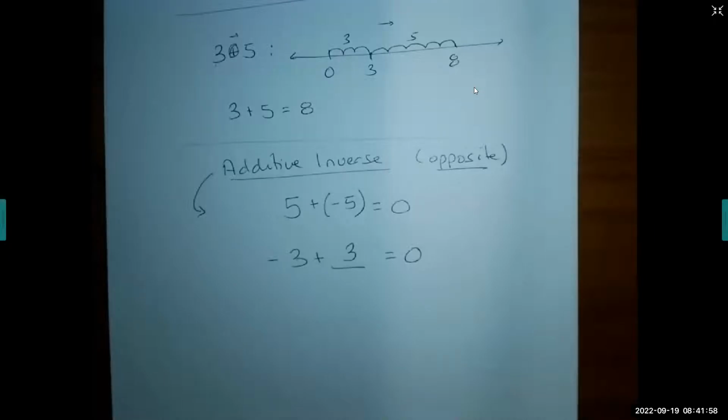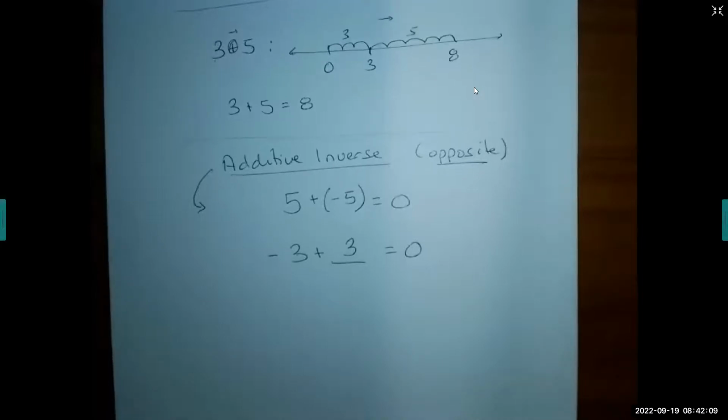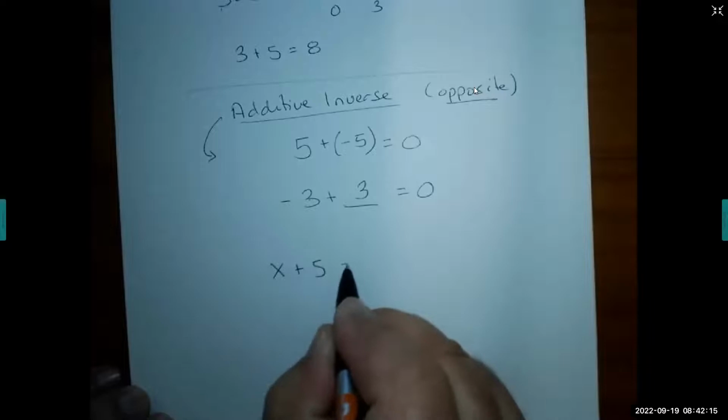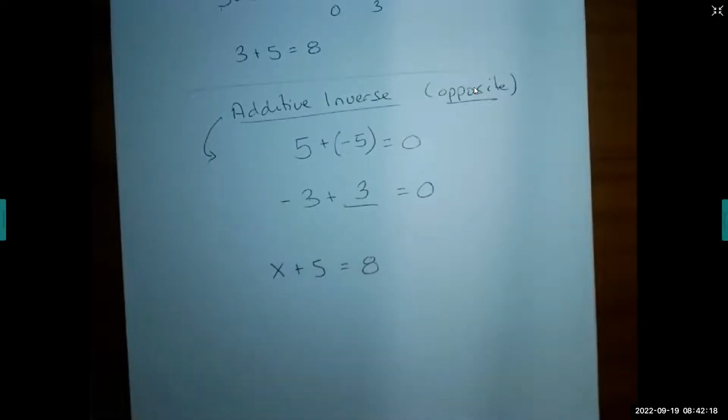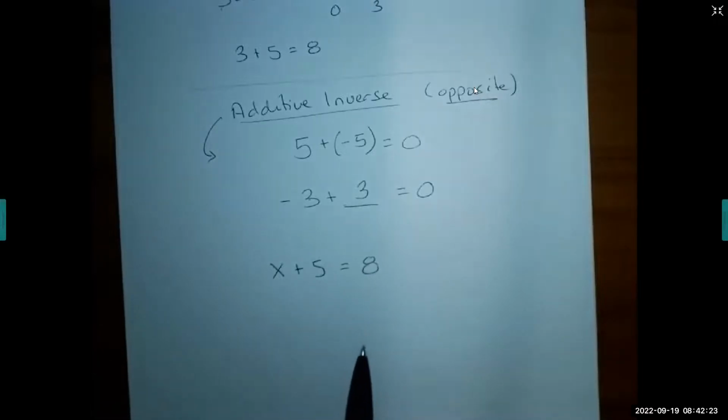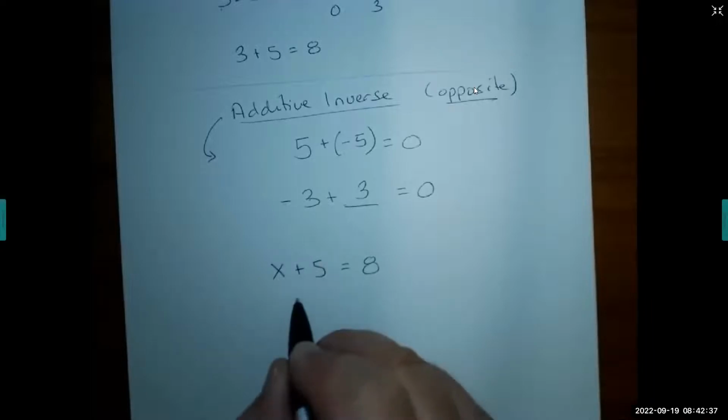Why is that important? When will we ever use the additive inverse property? Later on in this chapter, I'm going to give you equations to actually solve. X plus 5 equals 8. We have to solve for X. How do we do that? We have to get rid of that. We have to make that equal 0. How do you make that equal 0? Well, add the opposite to it. Since it's addition, what's the opposite of it? -5.